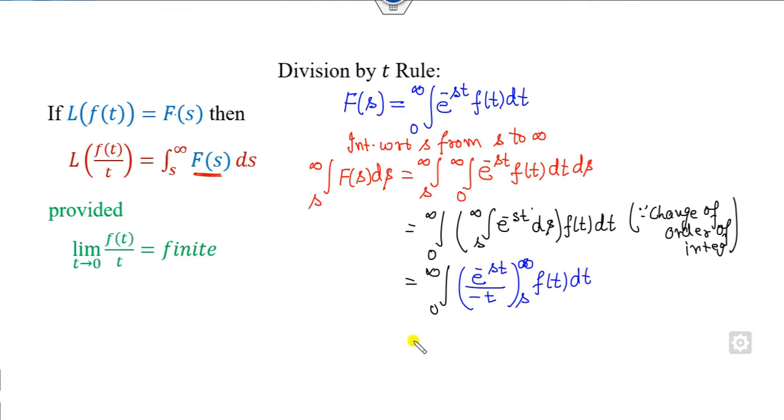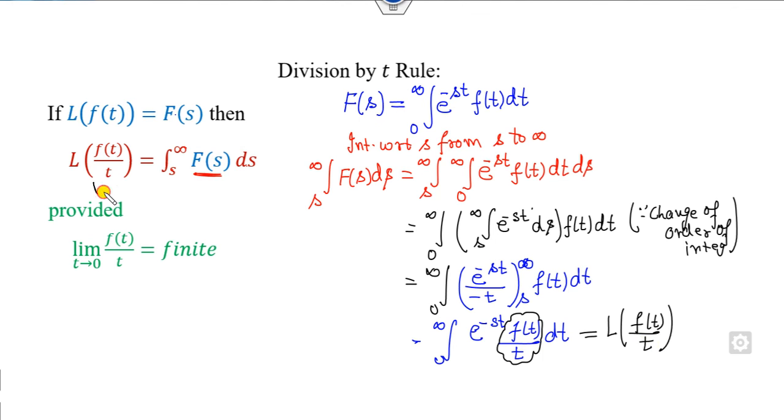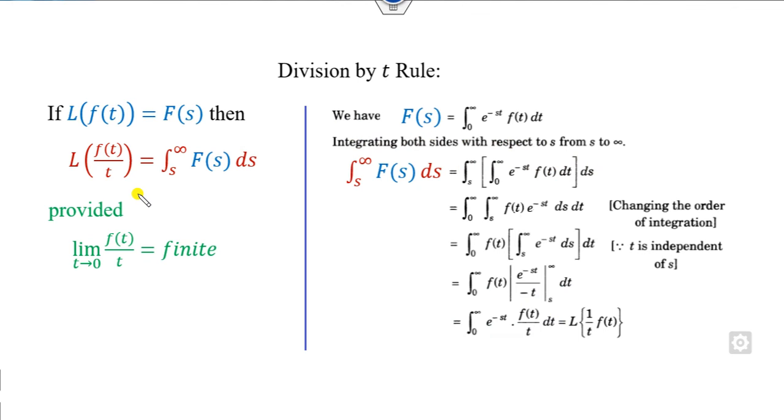When you substitute infinity with respect to s, it will be 0. When you substitute s, it is minus minus plus, e raised to power minus st f(t) over t. You can think about this as another function. This is my Laplace of f(t) divided by t, and that is the required answer of this problem. So I can summarize it this way: in the Laplace of this, I can change the order of integration, integrate this component, and then you will get the right answer.